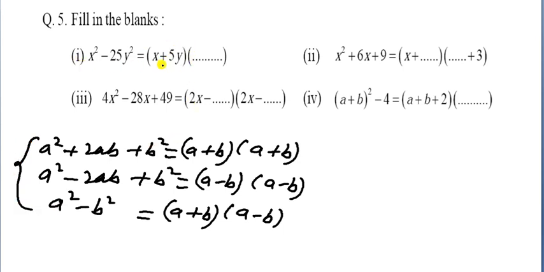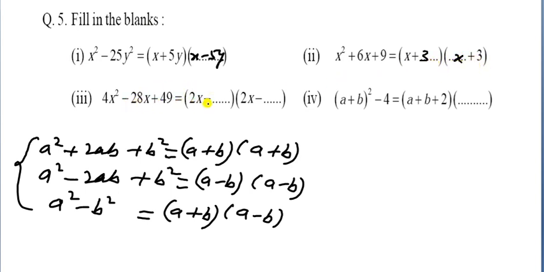So first of all, fill in the blanks. It is x square minus 25y square. That is 5y, so x plus 5y, and here is x minus 5y. So it is very simple to do. Let us see your second fill in the blanks, that is x square plus 6x plus 9. So it is 3, so you have to write here 3, and here is x. So x plus 3, x plus 3. So that is your answer.